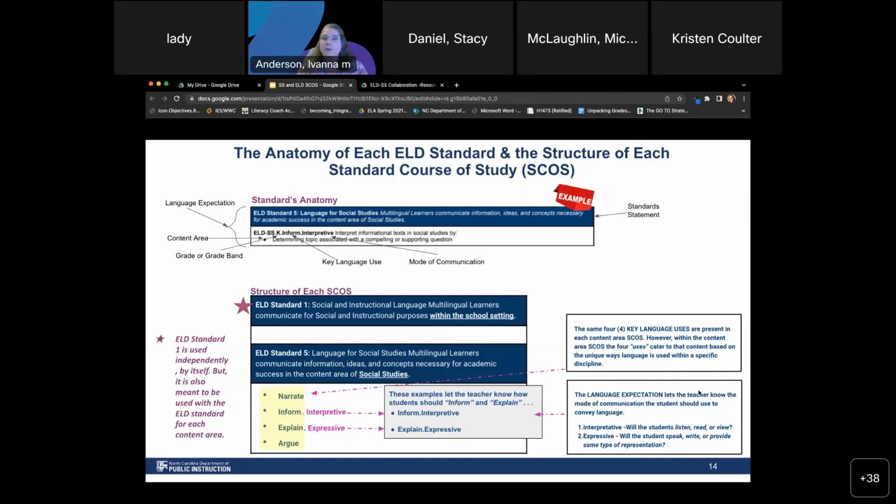Whew, that's a lot of information, so I'm checking the chat box to see if there are thoughts or questions. I think as we keep going, you'll have a better understanding of what we are talking about, because I'm going to turn it over to Michelle so she can talk social studies.